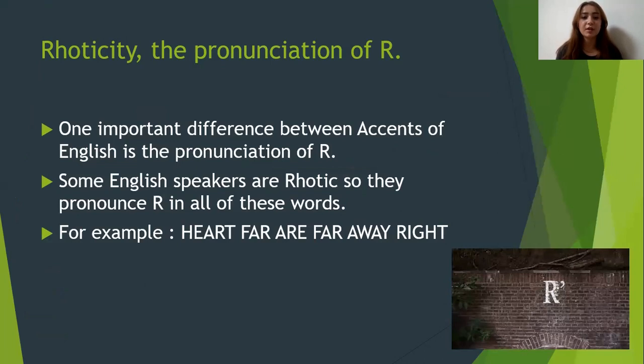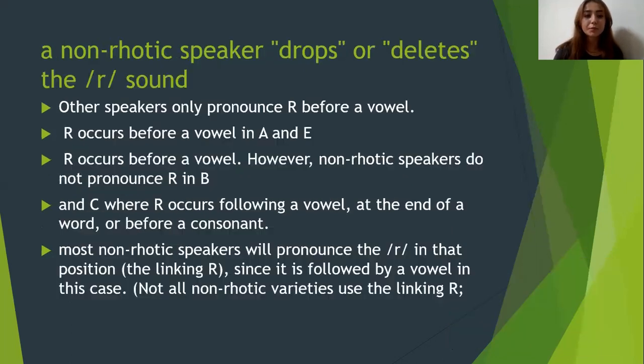Some English speakers are rhotic, so they pronounce R in all of these words. For example, heart, far, are, far away, right. Hence, we have non-rhotic speakers, and a non-rhotic speaker drops or deletes the R sound. Other speakers only pronounce R before a vowel. R occurs before a vowel in A and E.